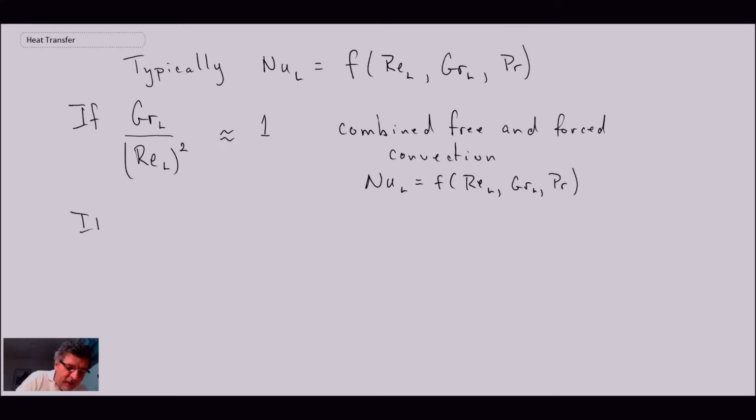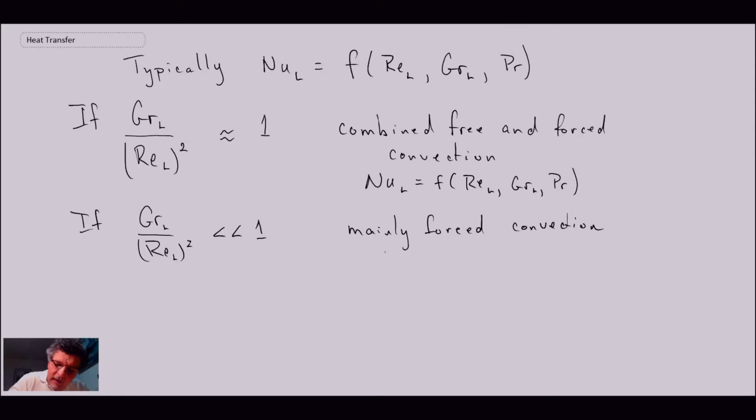If we have a flow where the Grashof number divided by the Reynolds number squared is much less than 1, that would be a higher Reynolds number flow, and that would mainly be forced convection. And here what we could say is our Nusselt number would be a function of Reynolds number and Prandtl number.